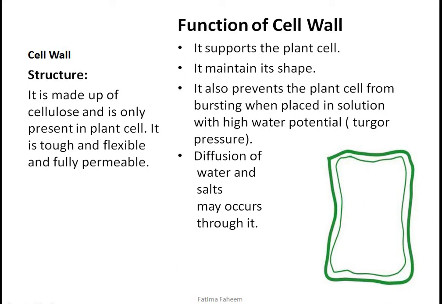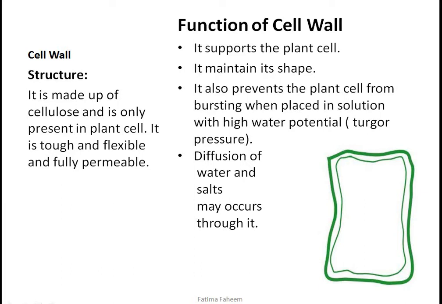It is very tough and flexible, and this toughness and flexibility will let you know what its function is when the cell is placed in certain solutions. Its function primarily is to support the plant cell, to maintain its shape. It also prevents the plant cell from bursting when placed in a solution with higher water potential. This is also called turgor pressure. I will explain it in the next slide.